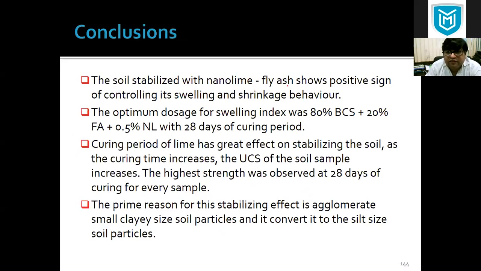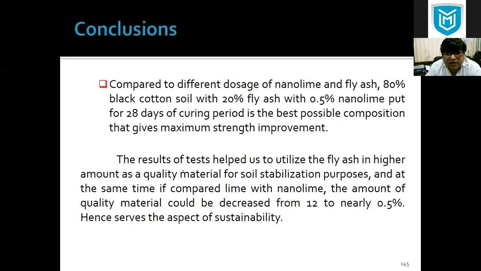From our experiments, fly ash shows a positive sign on controlling this. Obviously, fly ash is a very established material, but we are trying to get nano fly ash also, and that testing is going on. The optimum dose for swelling index was 20% fly ash and 0.5% nanolime. After a curing period of 28 days, it was giving good results. The prime reason for this stabilizing effect was agglomeration of the small clay-size soil particles, converting them into silt-size particles.